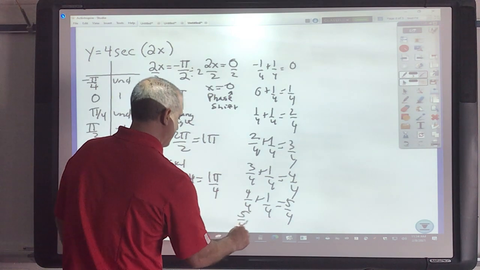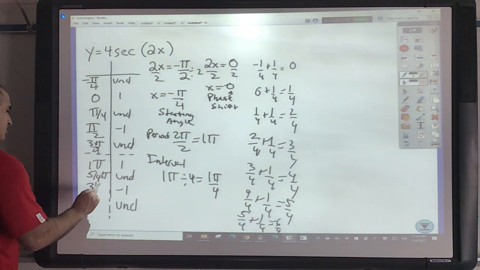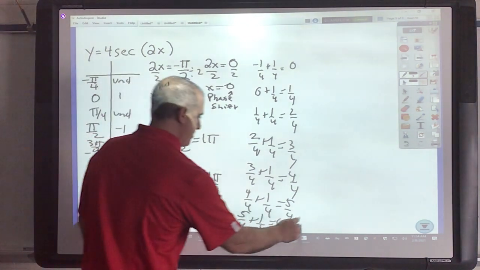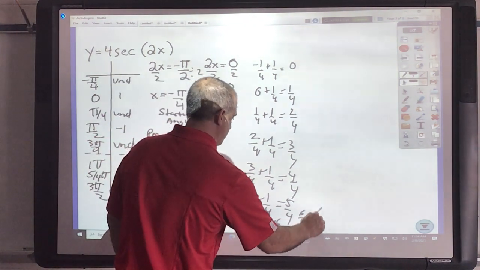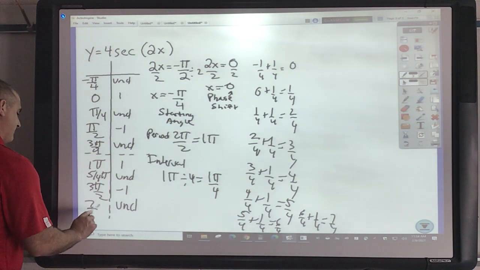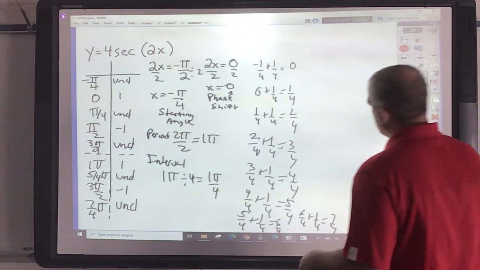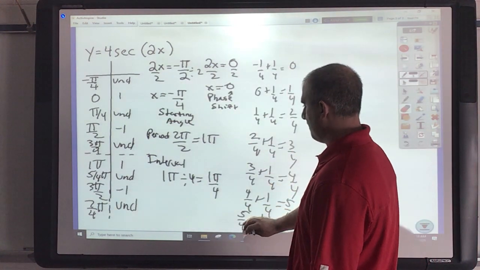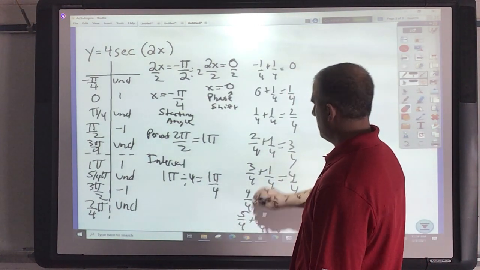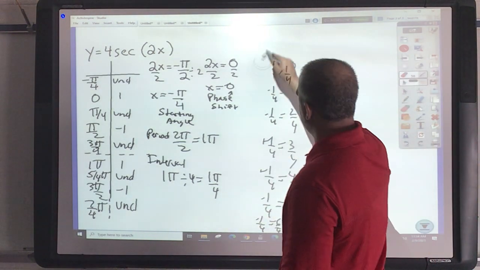5/4 plus a fourth would be 6/4, which would be 3 pi over 2. And 6/4 plus 1/4 is 7/4, so 7/4 pi. Now I'm going to erase the fraction stuff. Like I said, I'd have a scrap piece of paper to do the fraction stuff.